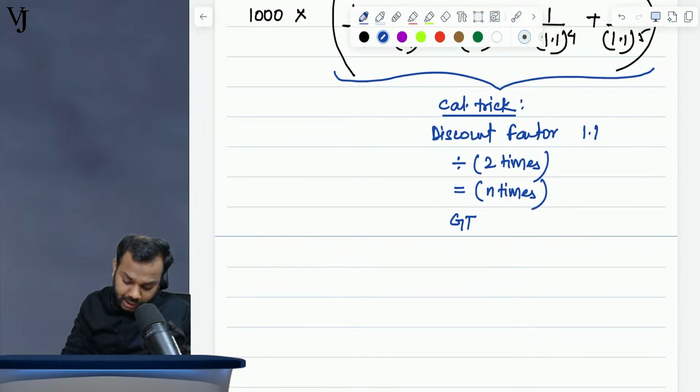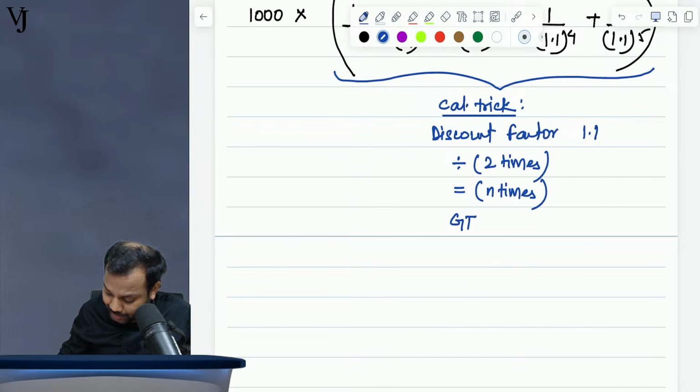This is called GT. Now, right here, come to the calculator again. 1.1 divided, equals, for 5 times, n times. 1, 2, 3, 4, 5. Press GT. And what's the figure that it gives?